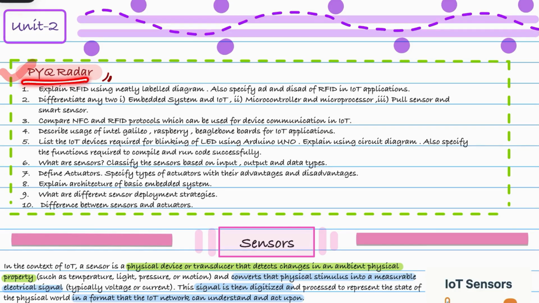So have a quick look at the PYQ Radar. We will be discussing what are sensors, what are actuators, what are different types of sensors, and what is the embedded system, right? And different sensor deployment strategies, what is NFC and RFID, what are the different uses of these boards in IoT, and we will be discussing the difference between embedded system, microcontroller, and microprocessor. So let's get into it.